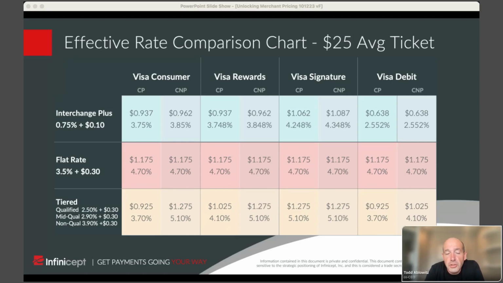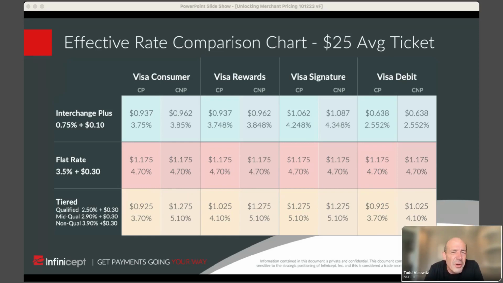If your qualified price is 2.5% and 30 cents, and your mid-qualified is 2.9% and 30 cents, and your non-qualified is 3.9% and 30 cents, you see that a basic Visa card is going to be the qualified. That's the first yellow box. The second yellow box is mid-qualified. Actually, I think this might have it as no, this is mid-qualified. And then, I don't know, I'm getting confused, but it doesn't matter.